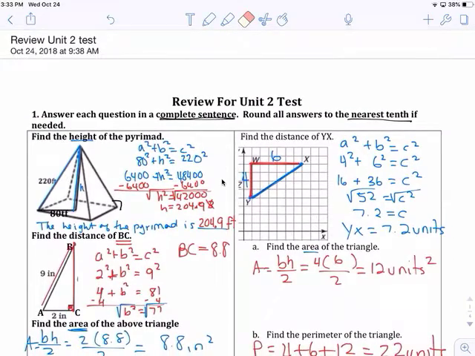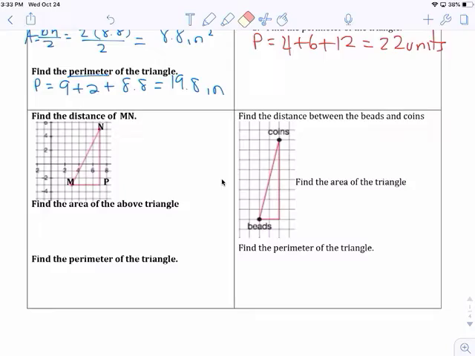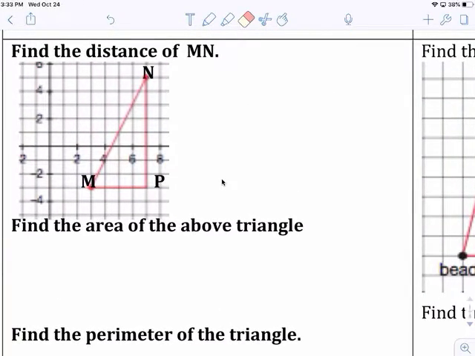Homework here. The distance of MN, M to N, this distance to here, right there. That's C, right? That's the diagonal.